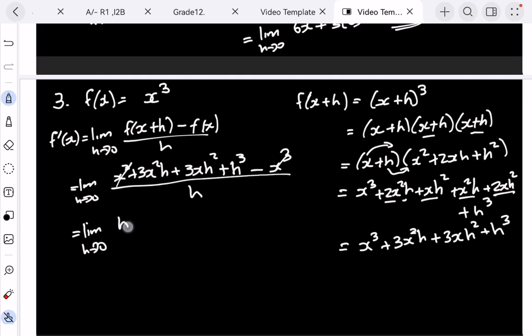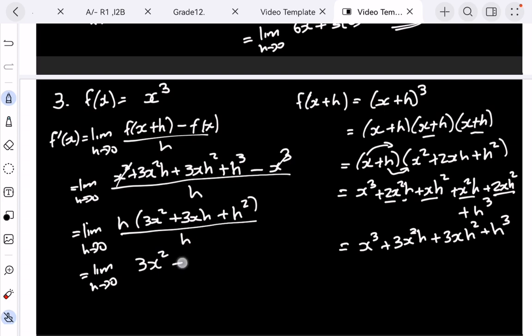So if I take out h on the first term, I'll be left with only 3x squared. If I take out h on the second term, I'll be left with only a single h, which is 3xh. If I take out h from the last term, which is h cubed, I'll be left with h squared, all over h. So now what happens? This one you don't have to skip. You can write it to show that I'm left with this. Then last step, what's the answer? It's 3x squared.